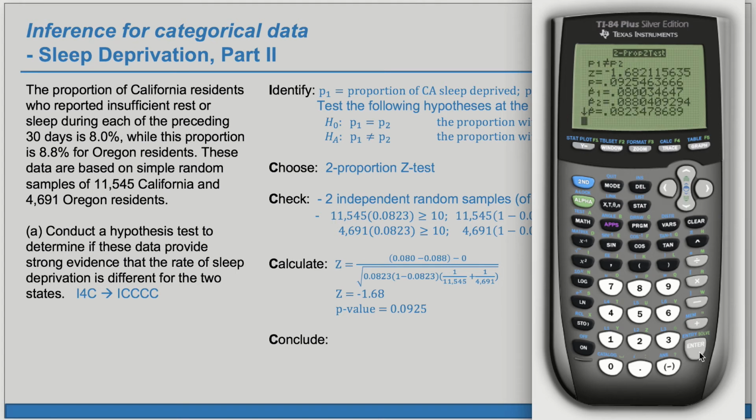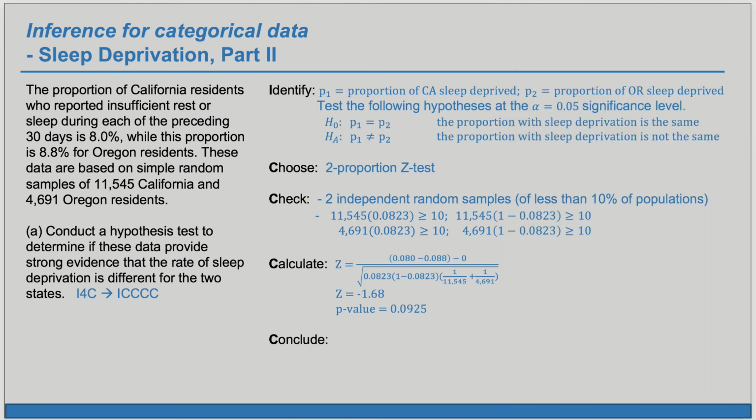And so this is how we get our z test statistic, and right below that is our p-value. And here you'll notice this p-hat with no subscript. This is the pooled proportion. So the calculator can also report the pooled proportion, 0.0823. Okay, so we recorded these values. Now we're ready for our conclusion.